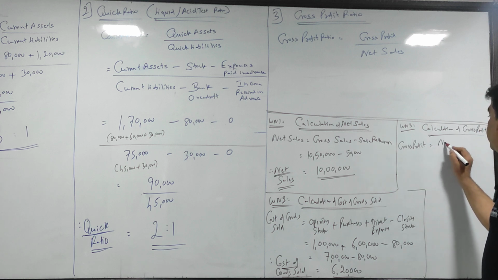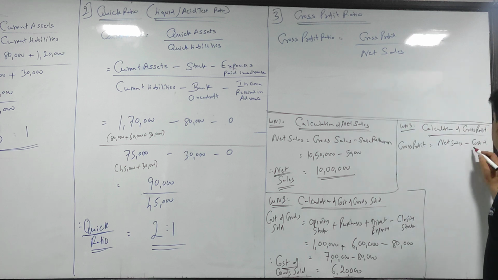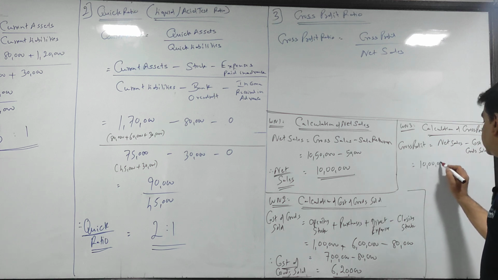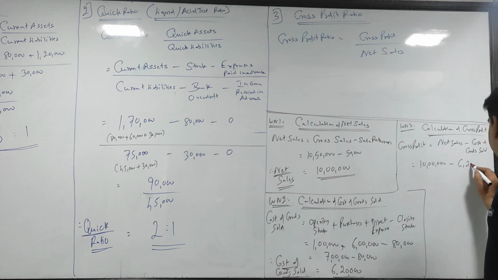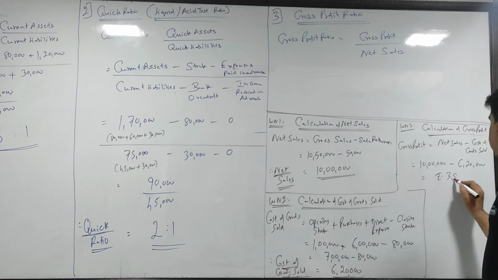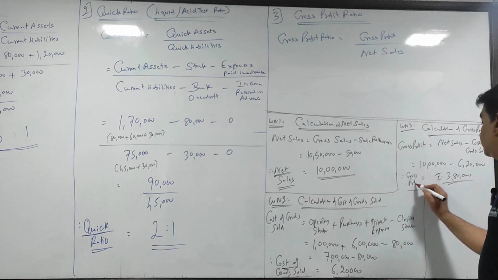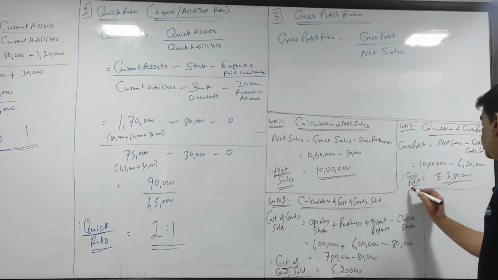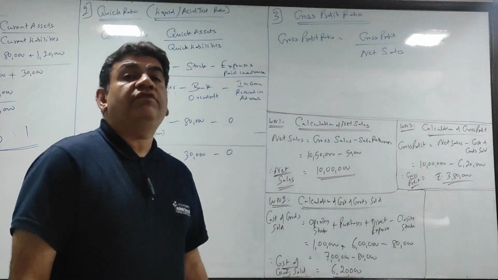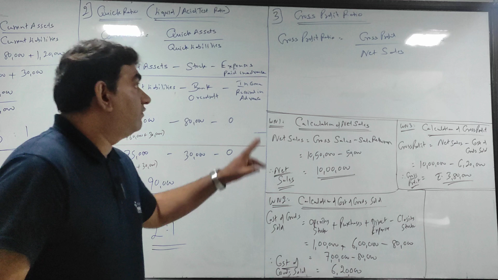Gross profit is equal to, this is the formula, net sales minus cost of goods sold. Net sales is 10 lakh minus cost of goods sold 6,20,000. So 10 lakh minus 6,20,000, 3,80,000 is my gross profit. Got it? So now what do we need in the formula?